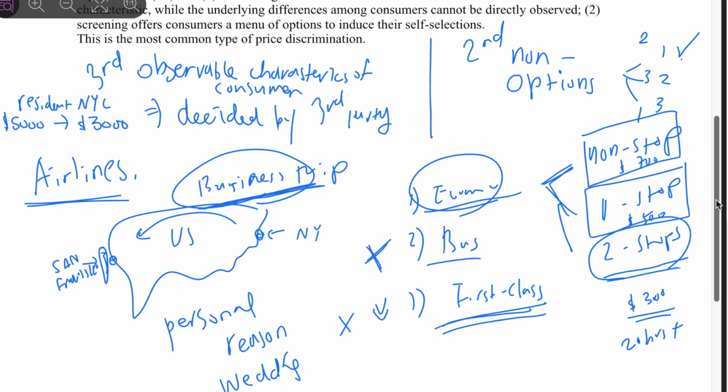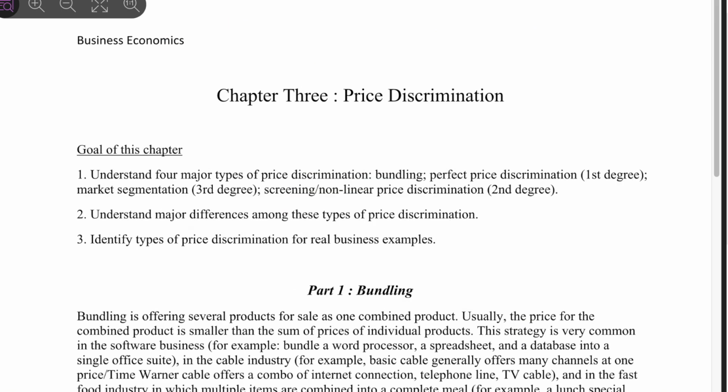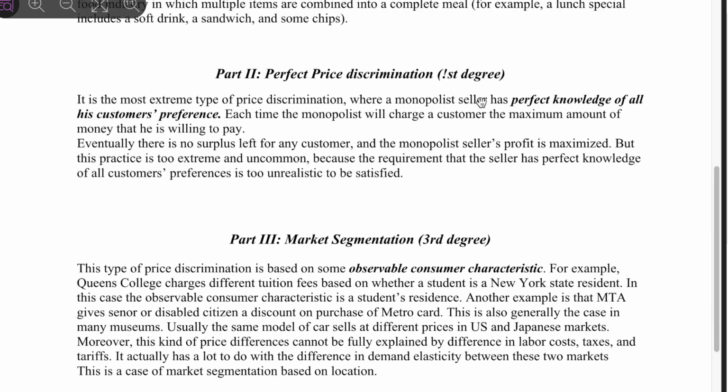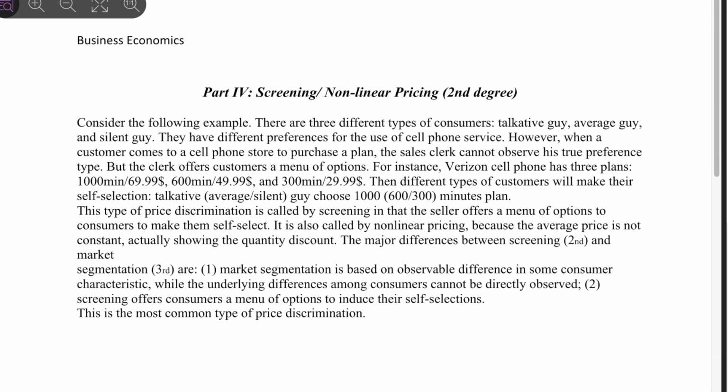So why is this happening? Because of the number 1 type, let's go back. The first degree type, the perfect price discrimination, is hard to happen, and the monopolists can make the most of their profit when they are meeting all of the consumer demand, right? So they're trying to make, not bundling, they're not giving the discount, but they're giving you different options, right? From the cheaper one to the expensive one. According to your preference, you can choose, right? So the part 4, or the second degree screening, is the most commonly used price discrimination in the market.